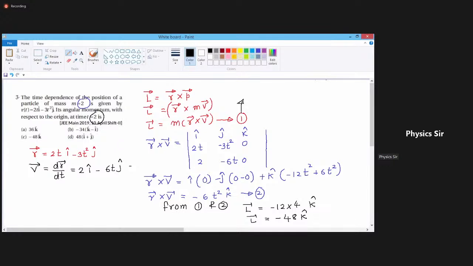The angular momentum is the moment of the linear momentum. That vector L is the vector r cross vector p. That vector r is there. What is the vector p? It is mv. So we took m outside because m is a scalar quantity. So this will be vector r cross vector v. Now we can find vector r cross vector v from the determinant, and that value of r cross v we can substitute in equation number 1. So we just write m here and it is done.